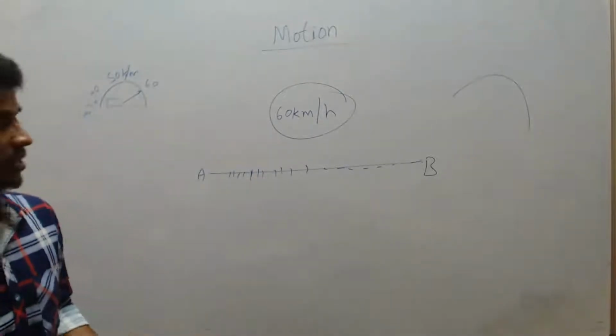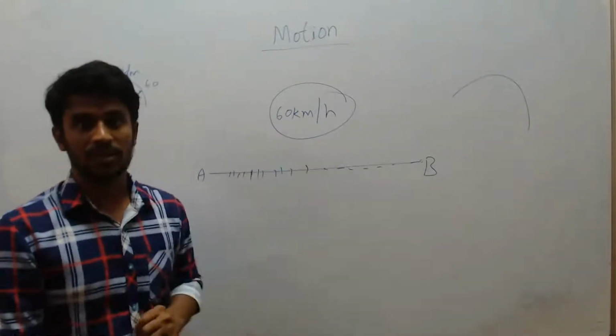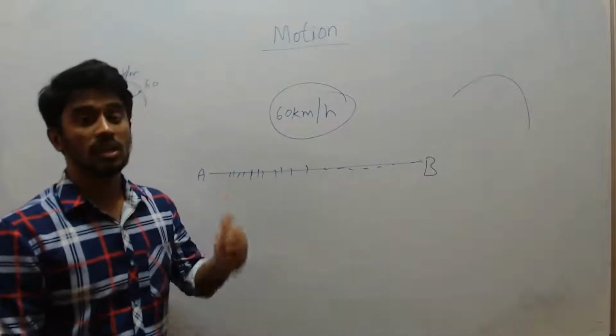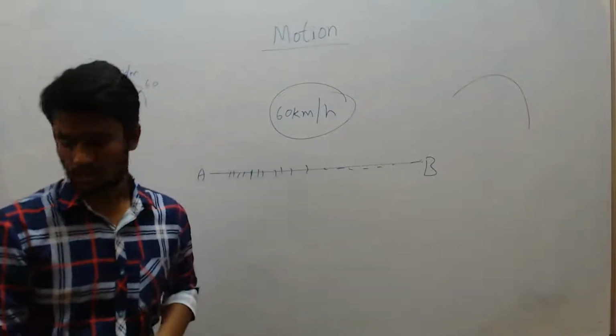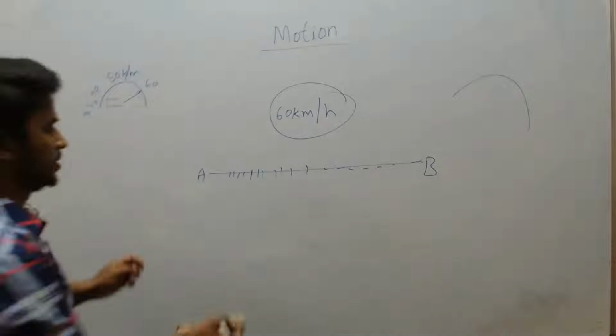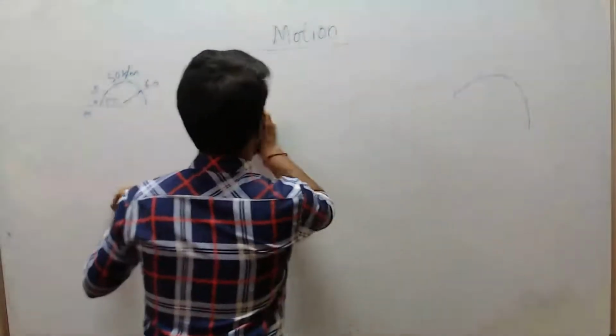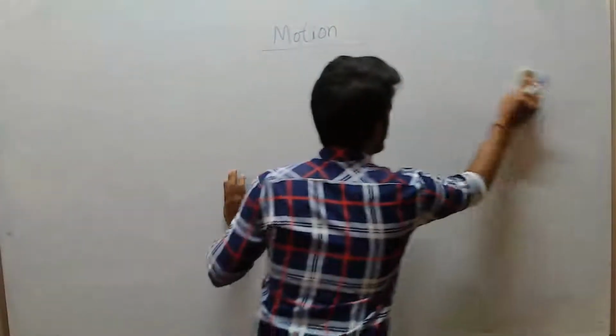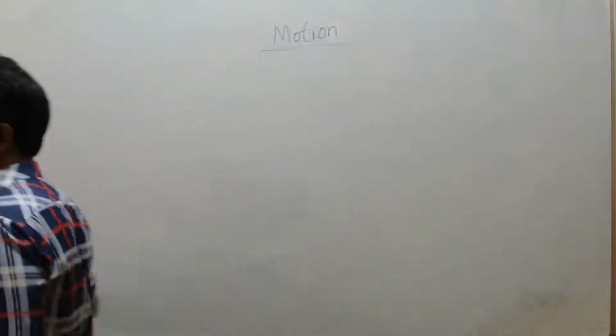Everywhere, then only we can use the word speed. It is difficult to maintain the same speed. For that we use average speed. See here, average speed means the total distance traveled divided by total time taken.